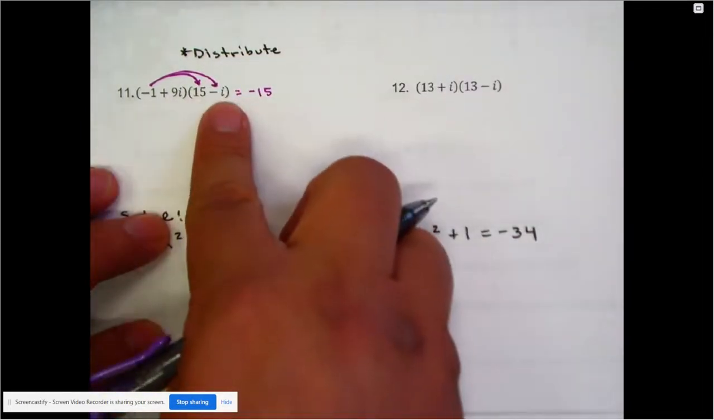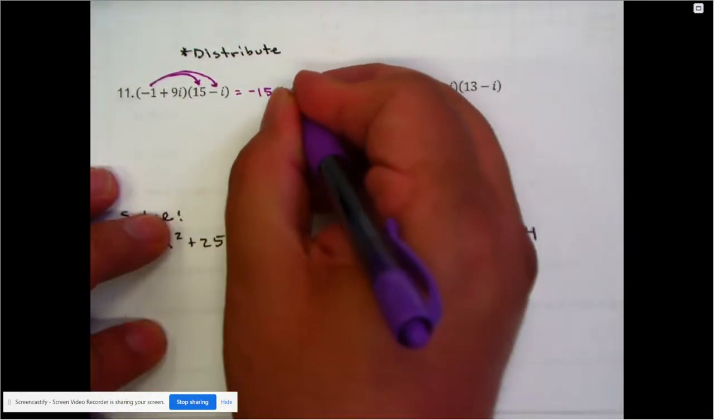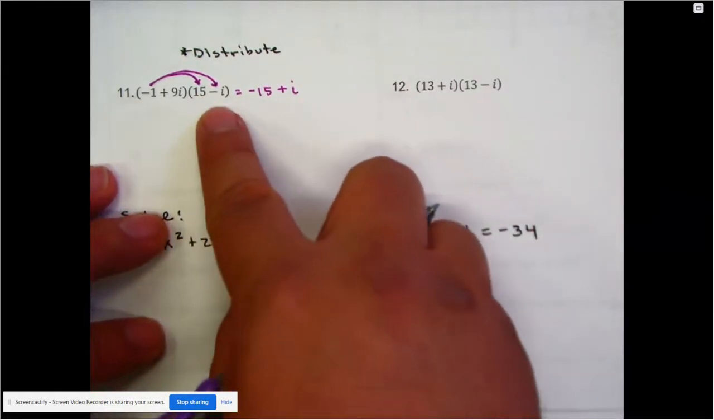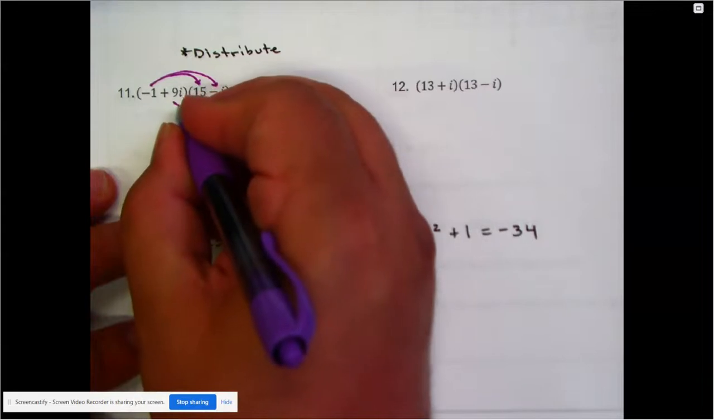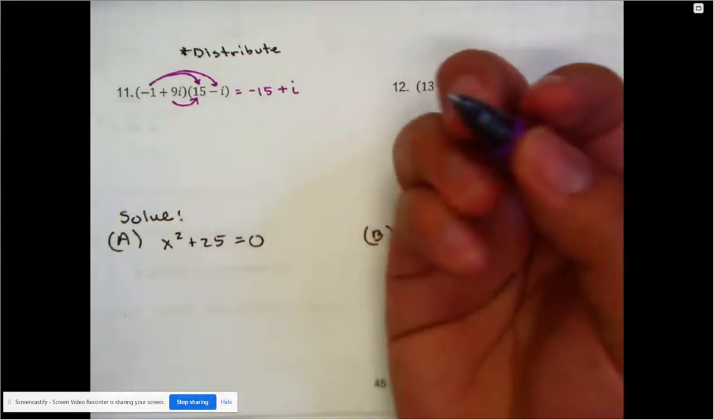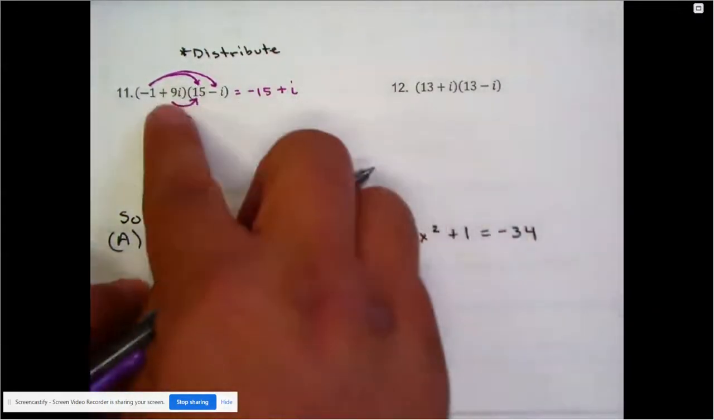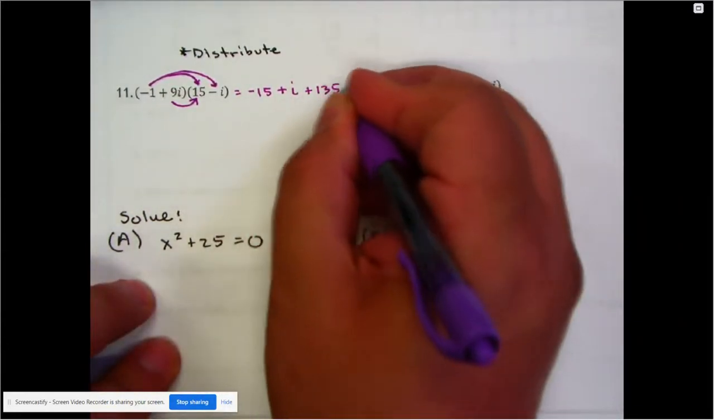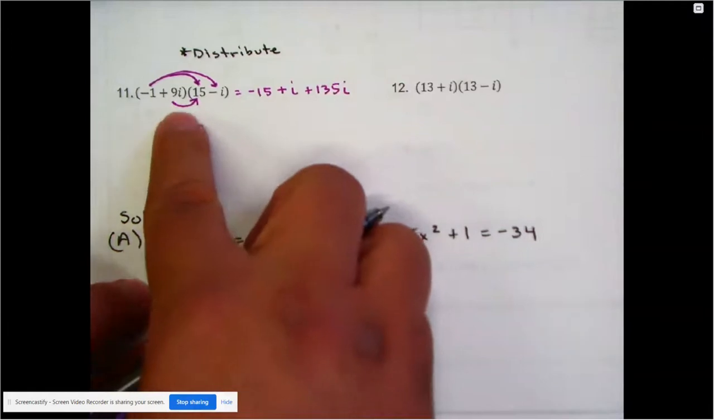Negative 1 times negative i is positive i. Remember, you're just multiplying. Treat it like an x. Don't worry that it's an i. 9i times 15. All right, we have a big number there. But 9 times 15 is positive 135. Yes, with an i, of course.